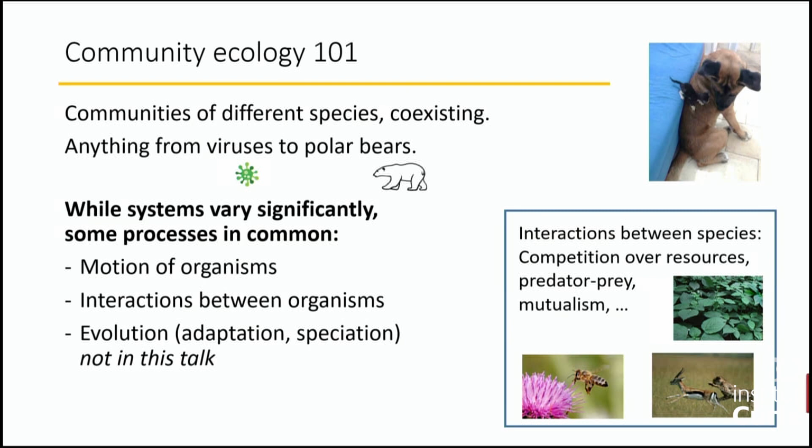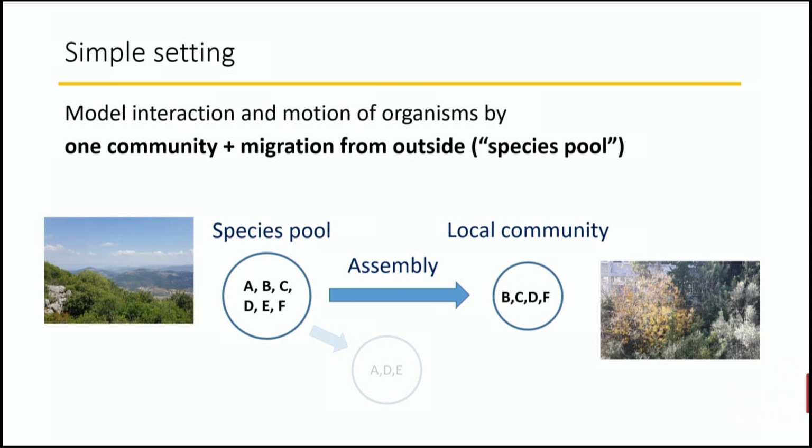Okay, good. So what's a very simple model that includes these two things, motion of organisms and interactions? Let's take a region, and there's what's known as a regional species pool, which is just the species that are in that region. And then there's a local area somewhere, and these species from this pool move in. Trees, again, distribute their seeds, animals just walk inside.